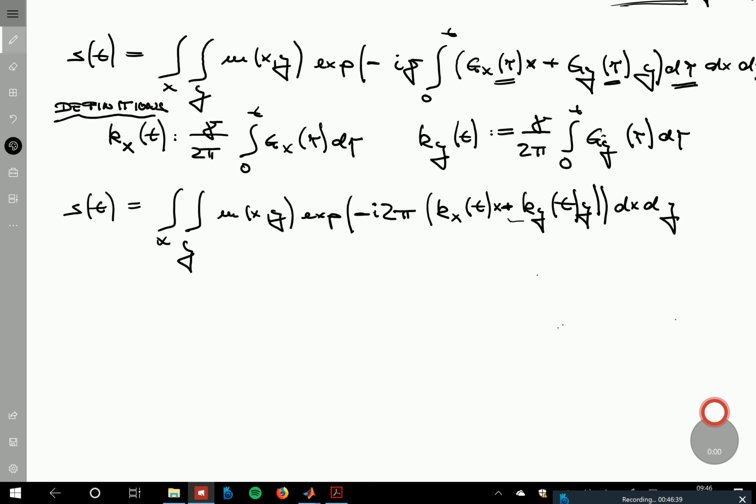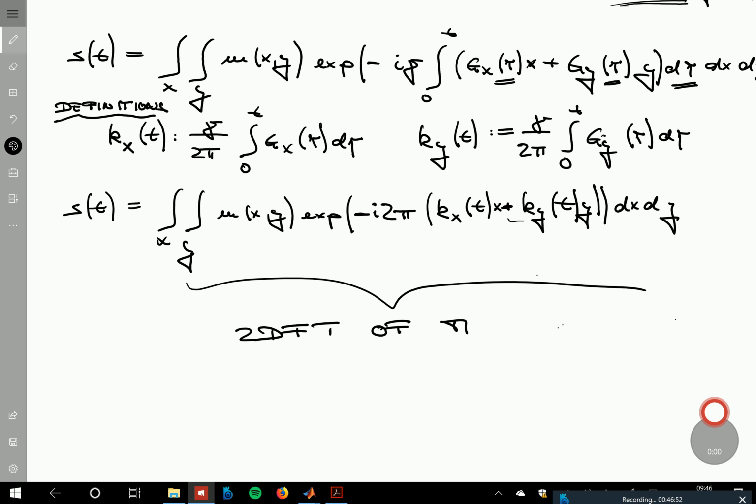And as we also have to stop here, which makes a lot of sense, what you see here is the 2D Fourier transform of our image function M(x,y). So next time we will discuss 2D Fourier transforms. Of course, they are just the extension of 1D Fourier transforms into 2 dimensions.